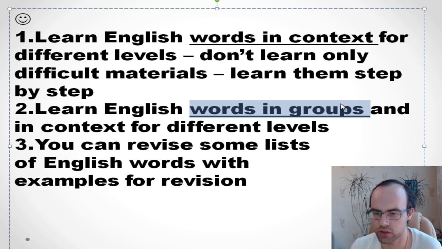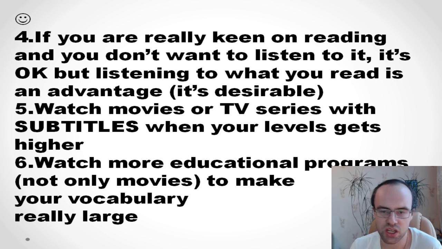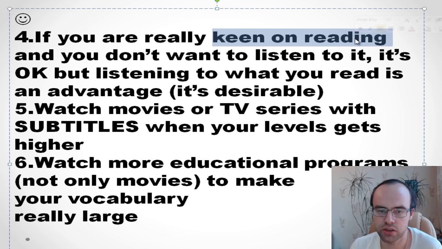It's also a good idea, but for different levels. In context for different levels. Next, you can revise some lists of English words with examples for revision. So you know that we have this list: 2,000 English words, 2,500 English words. That's a good idea.